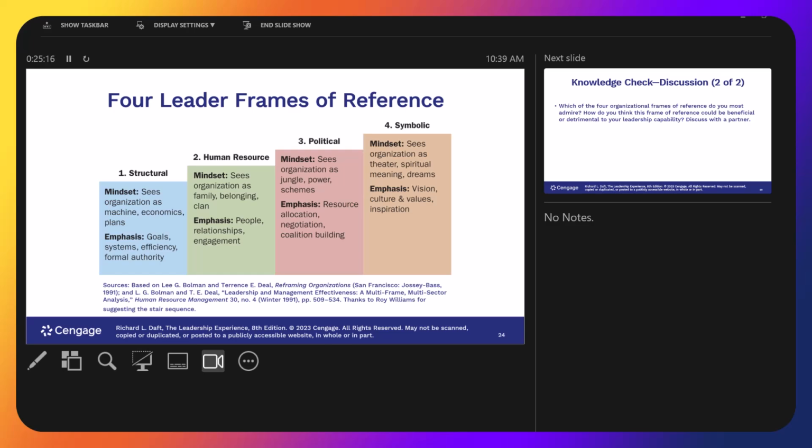Now, when you look at these four, first of all, I'll ask you, which one do you think might be the most important? And here's the statement I'm going to make. Believe it or not, there are times when a good leader will find themselves having to be any one of these, one through four. It is situational.